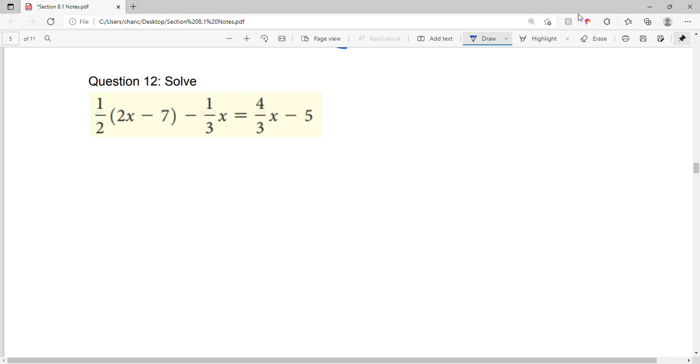Question 12 is similar. I will find the LCM. But since there's a parentheses, let's distribute that 1/2 to the parentheses first before we begin the problem. 1/2 times 2x, well, that just simplifies to x. 1/2 times negative 7 is negative 7 over 2. And we'll bring down everything to the right.